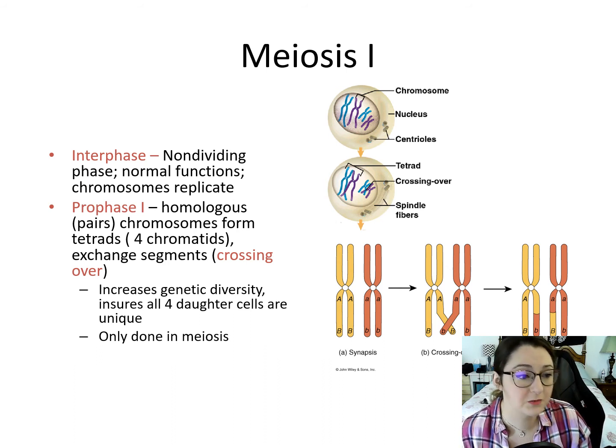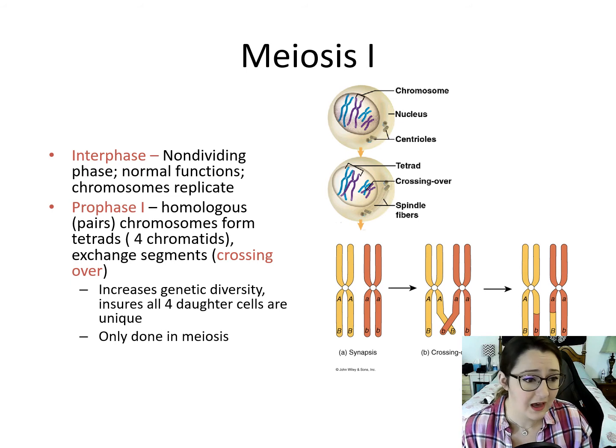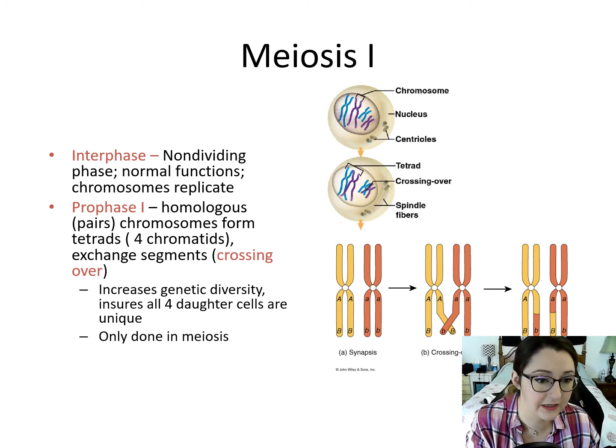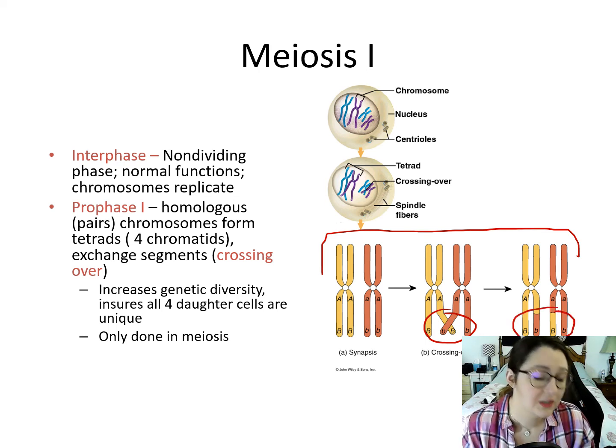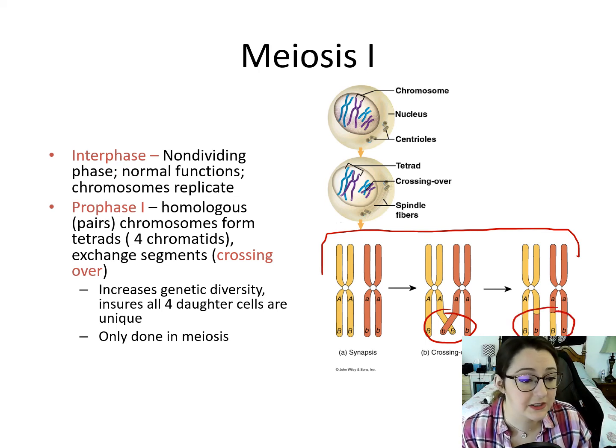From interphase, we're going to enter prophase 1 because we are in meiosis 1. This is going to be where homologous chromosomes form tetrads and exchange segments. And you can see in this little graphic down here at the bottom, as well as up there at the top, that we are having this little crossover happening and we are exchanging that information. So this is going to increase genetic diversity and ensures all 4 daughter cells are unique.